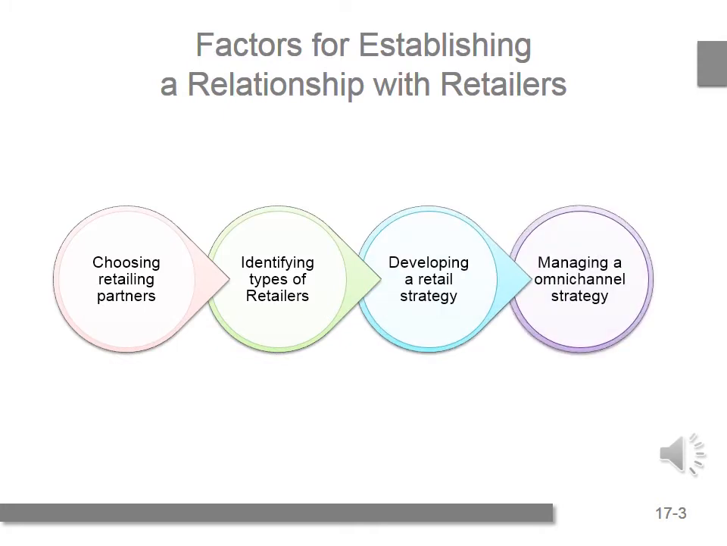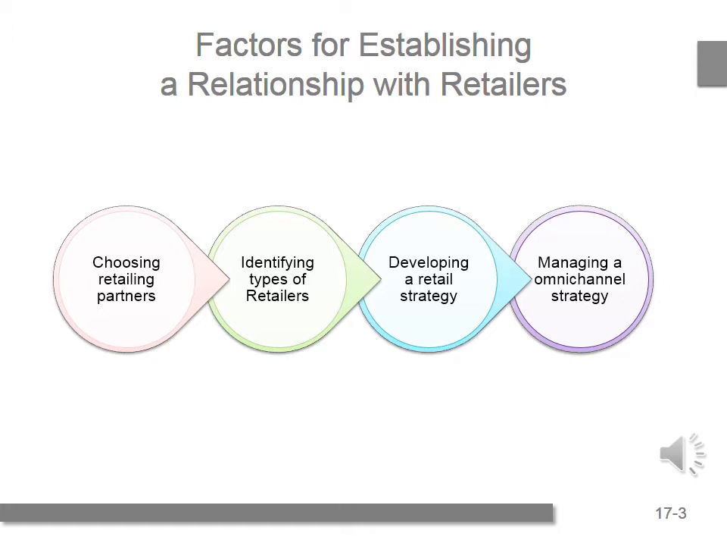Students, this is an overview and each stage is presented on the following slides. Therefore, there are 4 factors manufacturers must consider to establish their strategy for working with retailers. In choosing retailing partners, the first factor, manufacturers must assess how likely it is for certain retailers to carry their products. For the second factor, manufacturers identify the types of retailers that would be appropriate to carry their products.